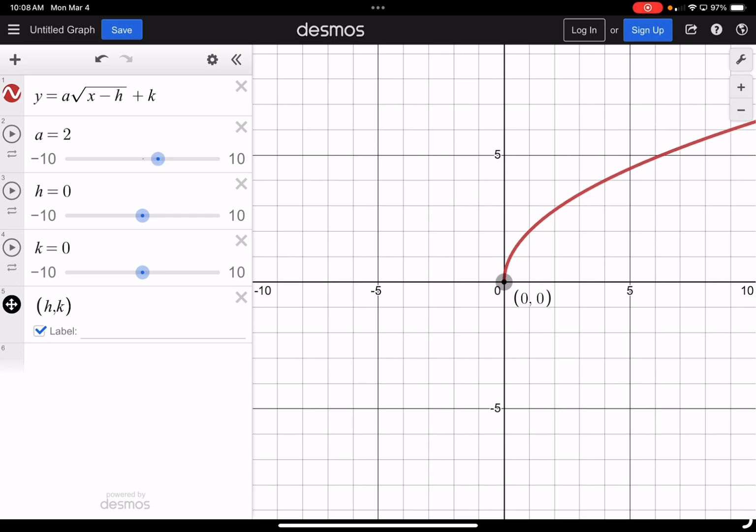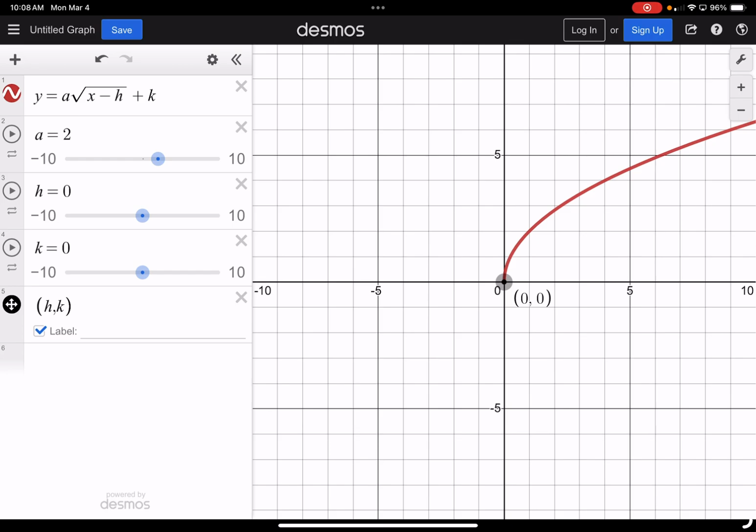Yeah, it's our vertical stretch and compression. So when a is 2, (0, 0) doesn't change. But if I go over 1, instead of going up 1, I'm going up 2. Instead of going over 4 and going up 2, I'm going up 4.